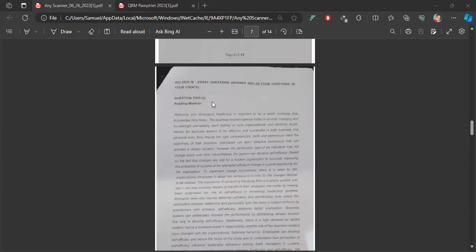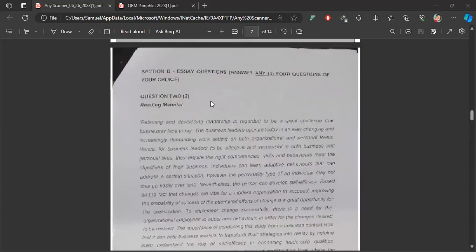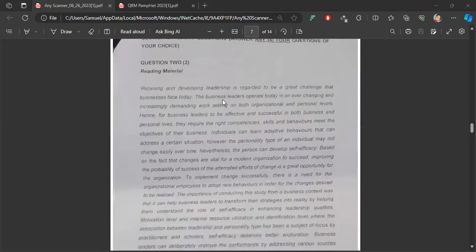Right, so welcome to the 2023 QRM session. We'll be looking at section B, which is essay questions, and we are asked to answer any four. Now, like I said, our exams will be qualitative and quantitative, so I'm sure we are aware about the briefing. This is just quantitative. We will do qualitative as well, and mostly the practical side of it.